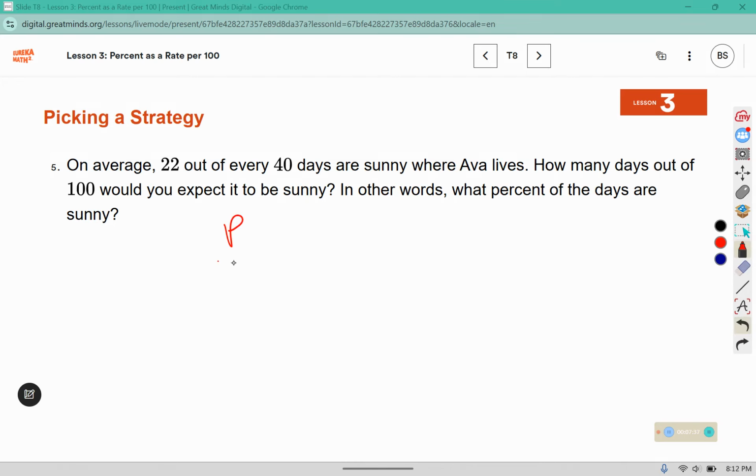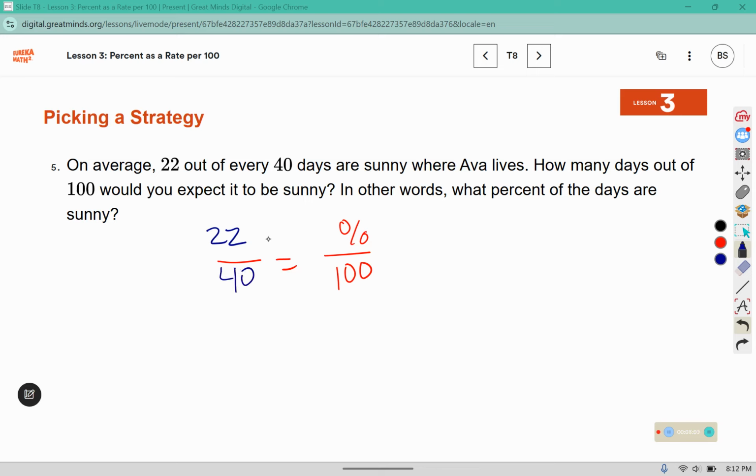On average, 22 out of every 40 days are sunny where Ava lives. How many days out of 100 would you expect to be sunny? In other words, what percent of the days do you expect to be sunny? So 22 are the sunny days out of 40, which would be all the days.